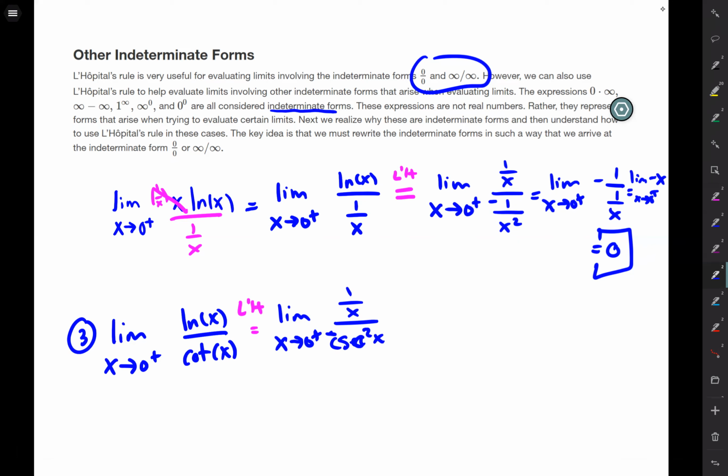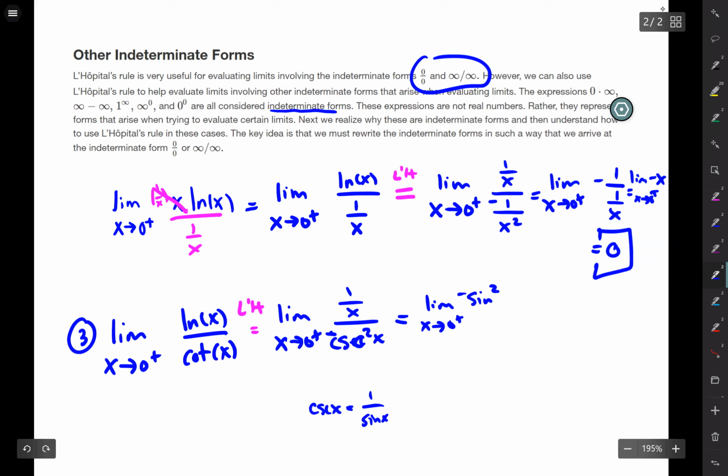Okay, well, what's negative cosecant squared x? Cosecant of x is 1 over sine, so this would be negative 1 over sine squared. So I think that this expression is the same thing as multiplying both top and bottom by sine squared. So I think I'm going to get that this is the limit as x goes to 0 from the right of negative sine squared x over x. And now if I try to plug in 0 there, I get another indeterminate form. I get 0 over 0. So I'm not done yet.